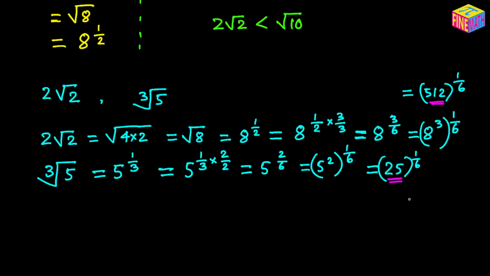So now you can easily make a guess who would be the larger one. Well, in this case, obviously the larger one would be the first one. The smaller one would be the second one, because 1/6 power of 512 versus 1/6 power of 25, obviously the first one will be larger. So we can clearly say that 2 times square root of 2 is definitely greater than cube root of 5.